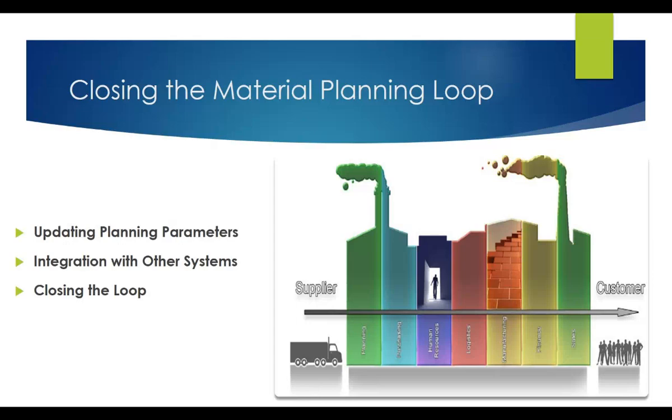So in a closed-loop environment, the relationships are not only with other systems, they're also with other departments. Closing the loop requires relationships and timely communication with these other departments for needs like capacity planning, engineering, purchasing, production, marketing and sales, again, HR and IT.